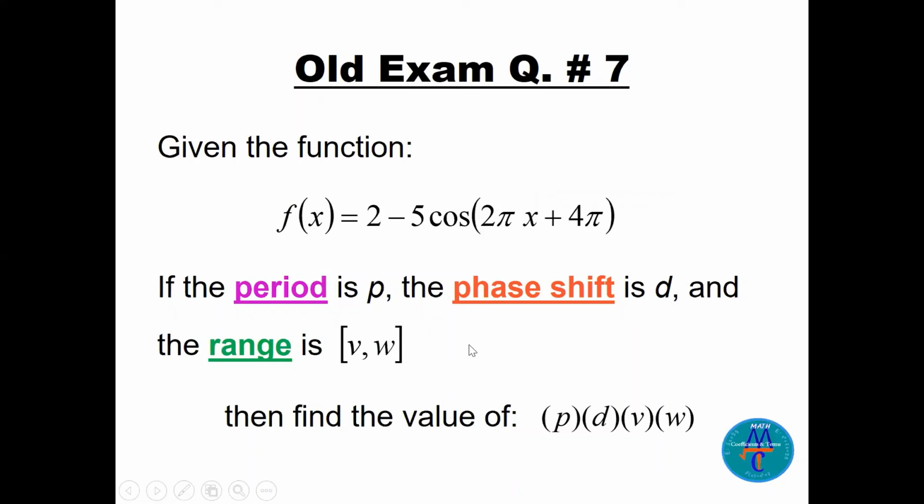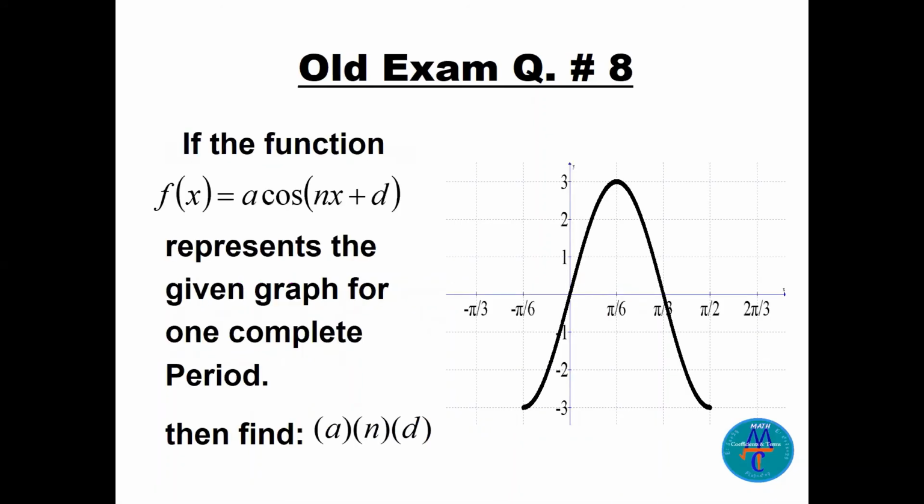Now, this is a cosine function, 2 minus 5 cosine of 2 pi x plus 4 pi. If the period is p, the phase shift is d, and the range is v w, let's find the value of p d v w, multiplying the 4 values together. Now this is the graph of a cosine. I give you the equation, a cosine of bracket nx plus d. So find a and d.